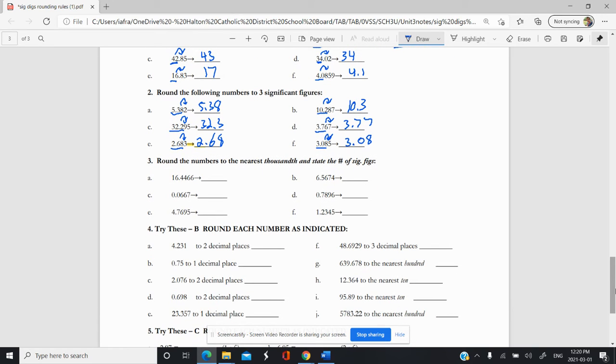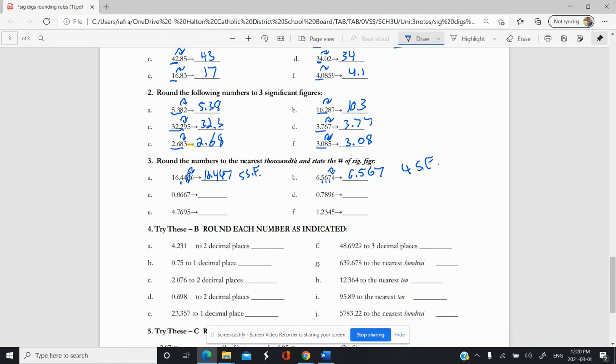Here we're going to round the numbers to the nearest thousandth and then state the number of significant figures that are there. So thousandth place, so tenth, hundredth, thousandth would be right here for this one. And we're going to look next door and round up to 16.447. And that is 1, 2, 3, 4, 5 significant figures. Here to the thousandths place, so we have tenth, hundredth, thousandth. Look next door and we round down to 6.567. And we have 4 significant figures.